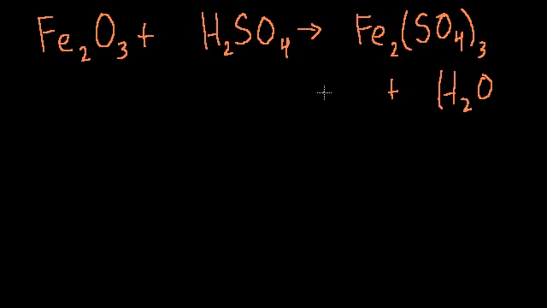So this one looks all hairy. I have this iron oxide plus sulfuric acid yields all this hairy stuff. But the key here is to realize that this sulfate group stays together, right? You have this SO4 there, and you have this SO4 there. So to really simplify things for our head, you can treat that like an atom. So let's make a substitution. We'll substitute that for X.